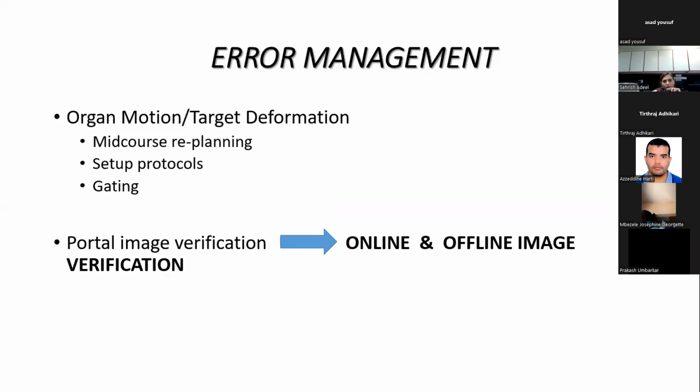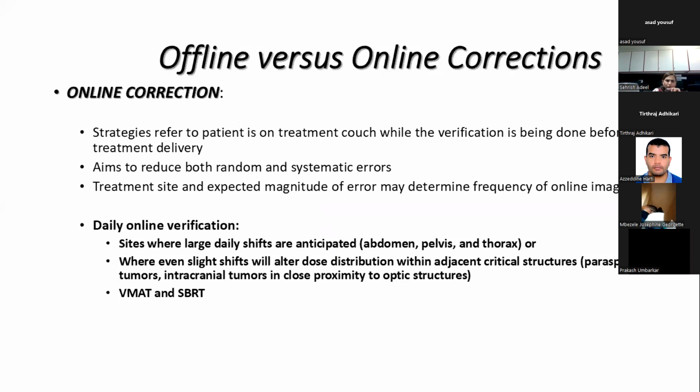So how can we manage the errors? There are different ways to manage the errors. We can do mid-course replanning. We can set up protocols. We can use gating, and most importantly, we need to verify the treatment daily with the help of online and offline image verification. So what are the online or offline corrections?